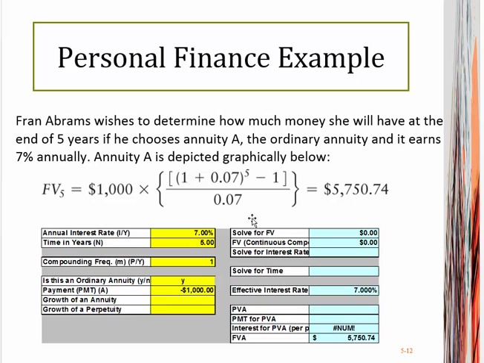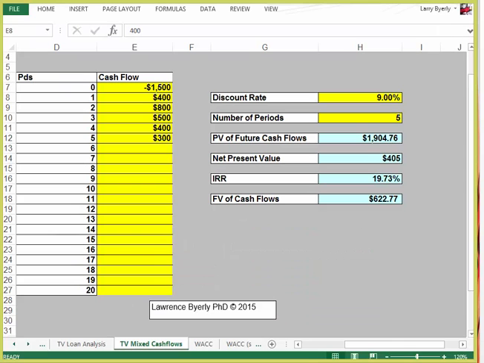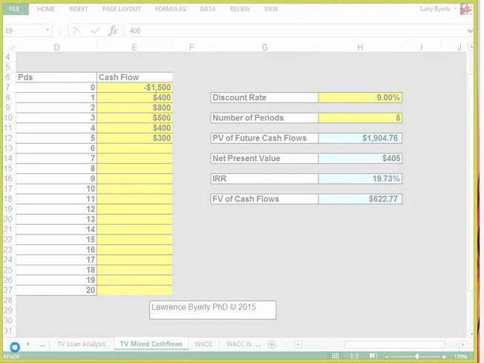Let's talk about Fran Abrams' example. This is the annuity, the ordinary annuity. The cash flows start at the end of the year. So now we're going to need to go back to our time value model.